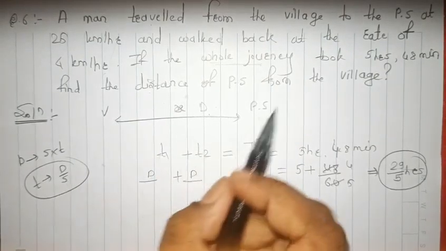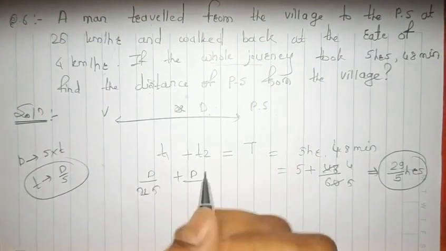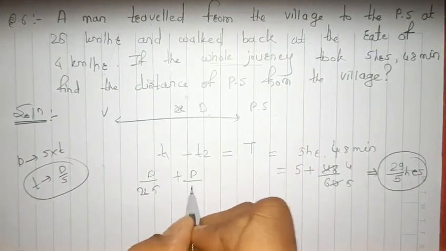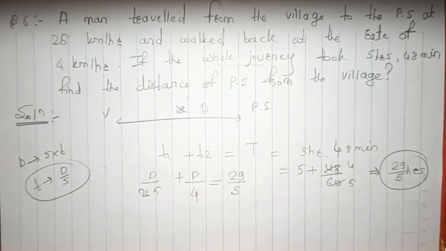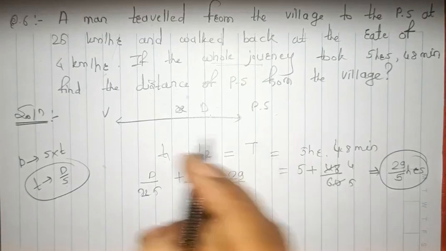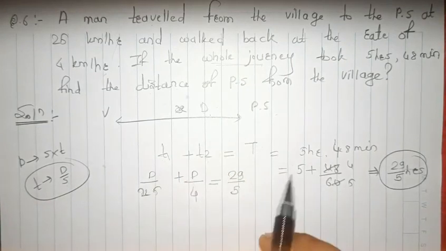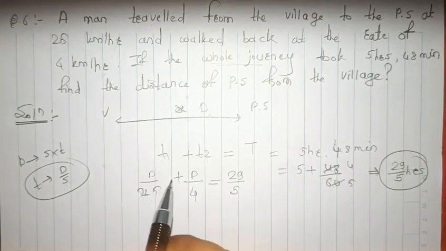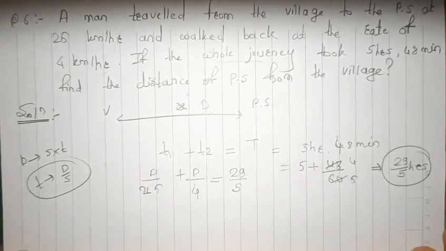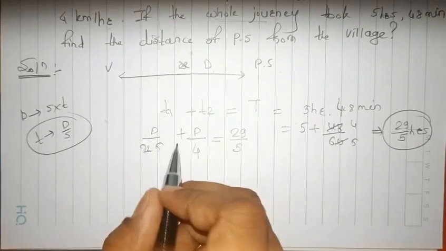But what is the speed for the first part? It is given as 25, and the speed for the second part is given as 4, and this equals 29 upon 5. Is it clear? Time is distance upon speed, and if we have T1 plus T2 is T, we have converted T1 in the form of distance upon speed. Distance is constant in both cases. Therefore, we are writing this equation. Now, solving this equation, we will get our D.